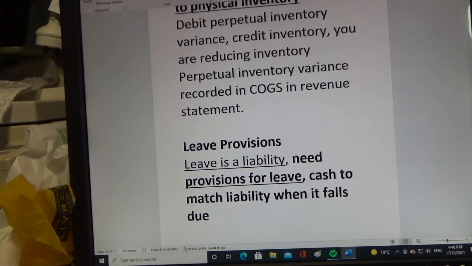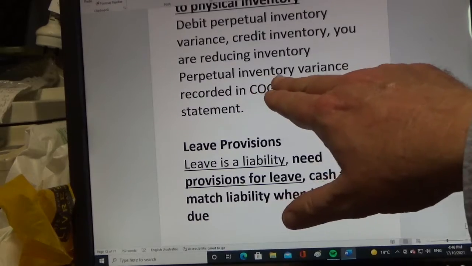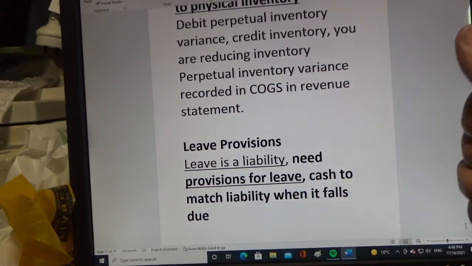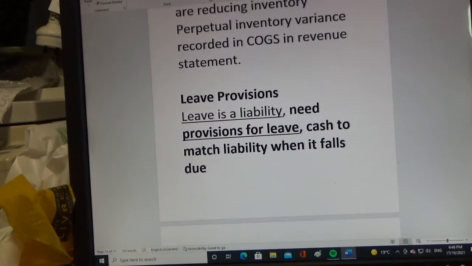Also, perpetual inventory variance is recorded in COGS, a type of expense. It started out a current asset, but because it's gone missing, it's now an expense. And COGS is a type of expense, a debit item. COGS is your stock on the shelf, like footwear.